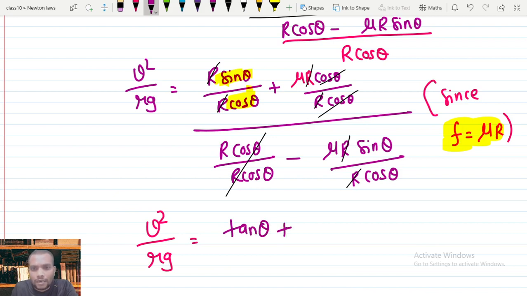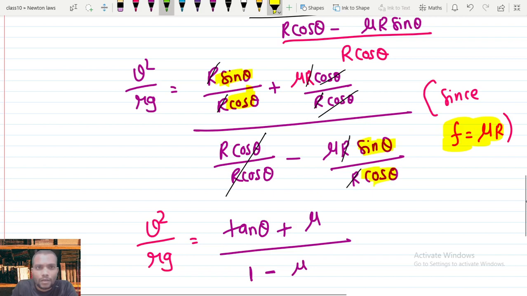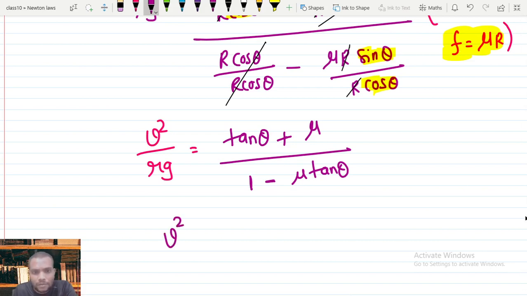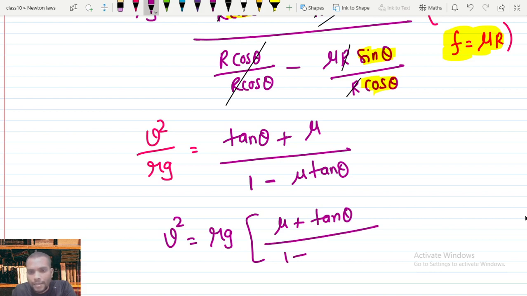plus here only mu is left upon the total term, which contributes a value of 1 minus mu times sin theta upon cos theta, which is tan theta, that equals mu tan theta. So the entire expression turns into terms of tan theta. And if we write the expression for velocity, v square equals Rg of mu plus tan theta upon 1 minus mu tan theta.